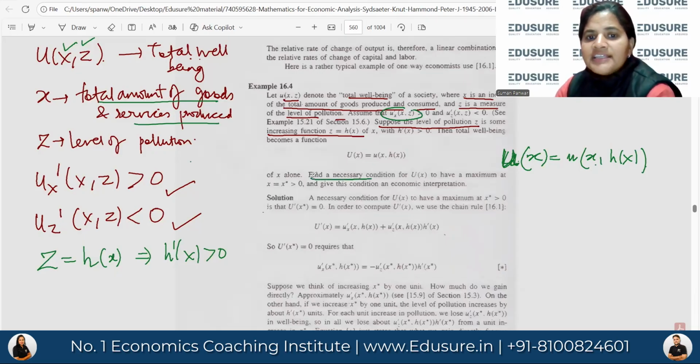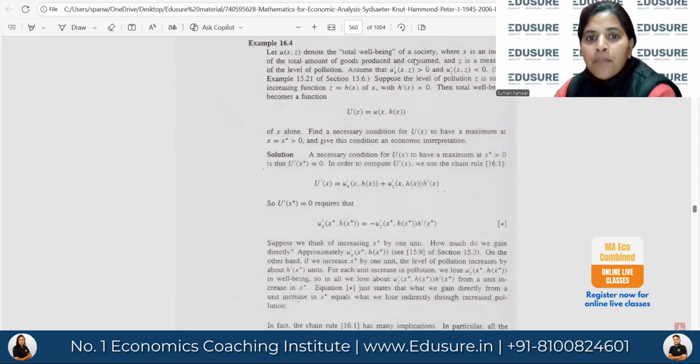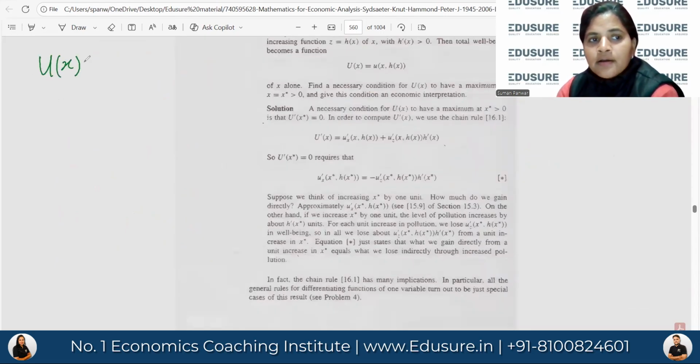Find a necessary condition for ux to have a maximum at x equals x star positive, and give this condition an economic interpretation. Okay, so let us start. So basically now my ux, total well-being of the society, is a function of x and hx. So I want to differentiate with respect to x now, because now it is a function of one variable. So you will be differentiating with respect to x and hx.